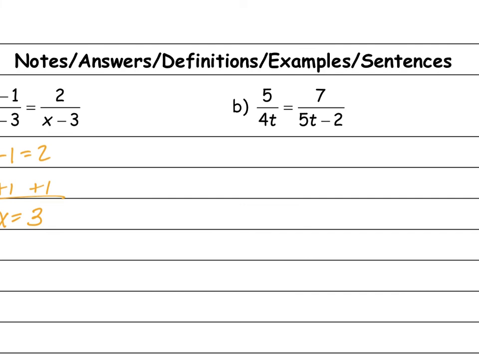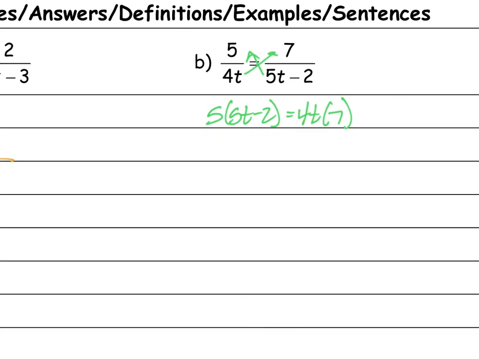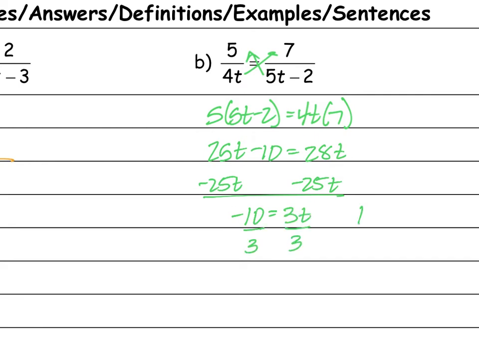So on this one, again, I have a fraction equaling a fraction, so I can cross multiply. So I get 5 times 5t minus 2 equals 4t times 7. Well, I'm probably going to get a really ugly fraction. So 25t minus 10 equals 28t. So minus 25t, actually it's not that bad. Minus 25t, negative 10 equals 3t. Divide by 3. T is going to equal negative 10 divided by 3.